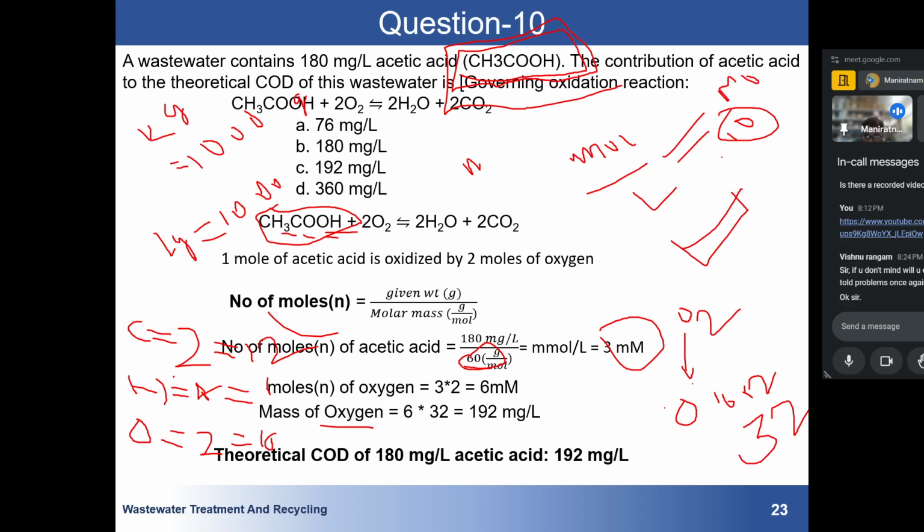How many carbon atoms were there in the system? Two carbons, so the complete molar mass will be 12 into 2, plus 1 into 4, plus 2 into 16. If you add up all things, you will get 60.